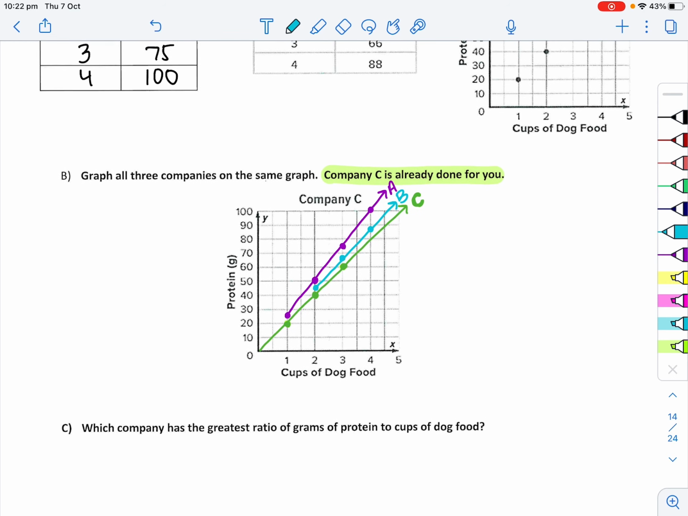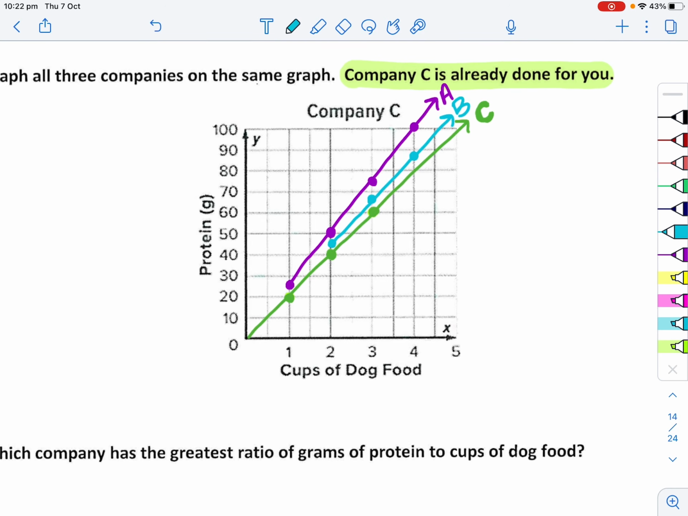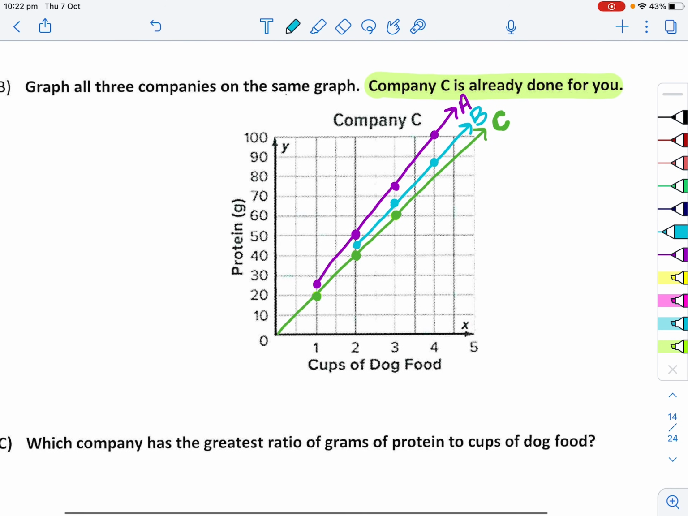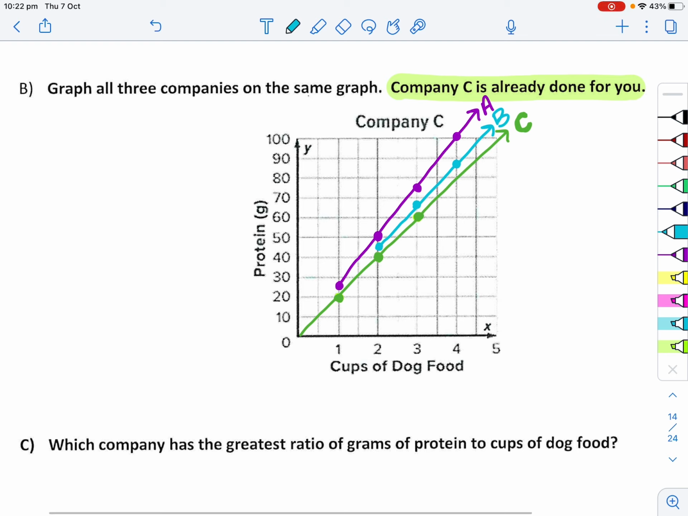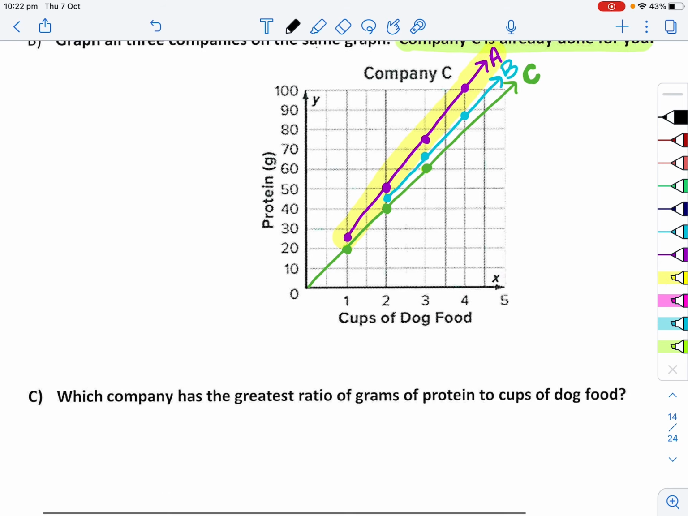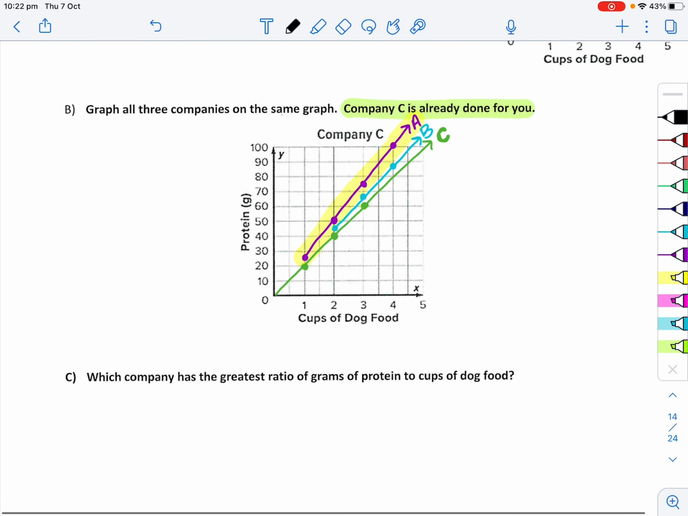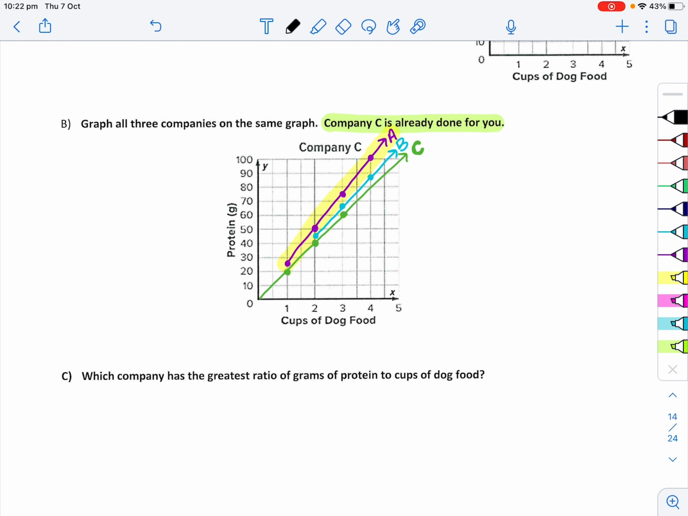But now that we've got all three of these companies graphed on the same graph, I'm going to make this a little bit bigger. Now I can see which one has the greatest ratio by which one is going up the fastest. If I look at these three, this line right here, the pink or purple one, is going up the fastest. So when I answer the question, which company has the greatest ratio of grams of protein to cups of dog food, I'm going to say Company A, because that line is on top.